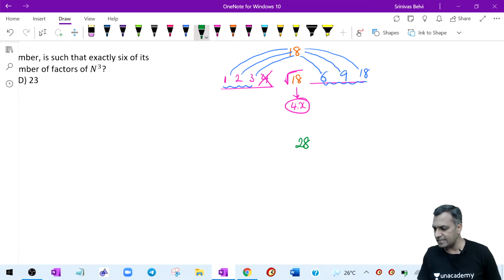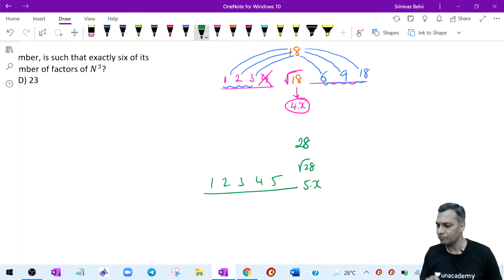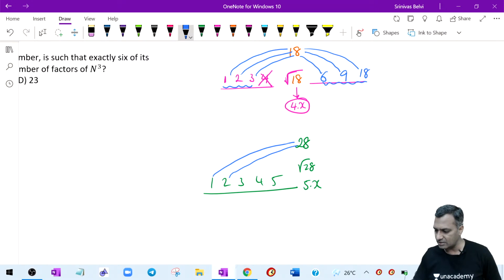The number is 28, root of 28. What is root of 28? 5 point something. In a sense, you are visualizing the numbers as 1, 2, 3, 4, 5. These are the 5 numbers that you got to think of. Is 1 a factor of 28? Yes, retain it. Is 2 a factor of 28? Yes. Is 3 a factor of 28? No. Is 4 a factor of 28? Yes. Is 5 a factor of 28? No.